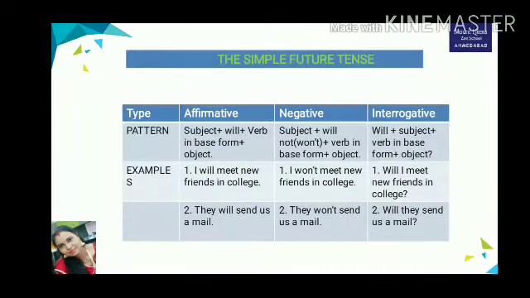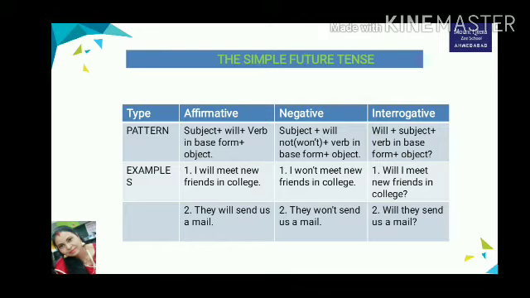Here are the patterns for making positive, negative and interrogative sentences in future tense. First, we will discuss affirmative sentences or positive sentences. The pattern is subject plus will plus verb in base form or verb in first form plus object. Example, I will meet new friends in college. I is subject, then we add will. Meet is the verb in base form and then we add object.